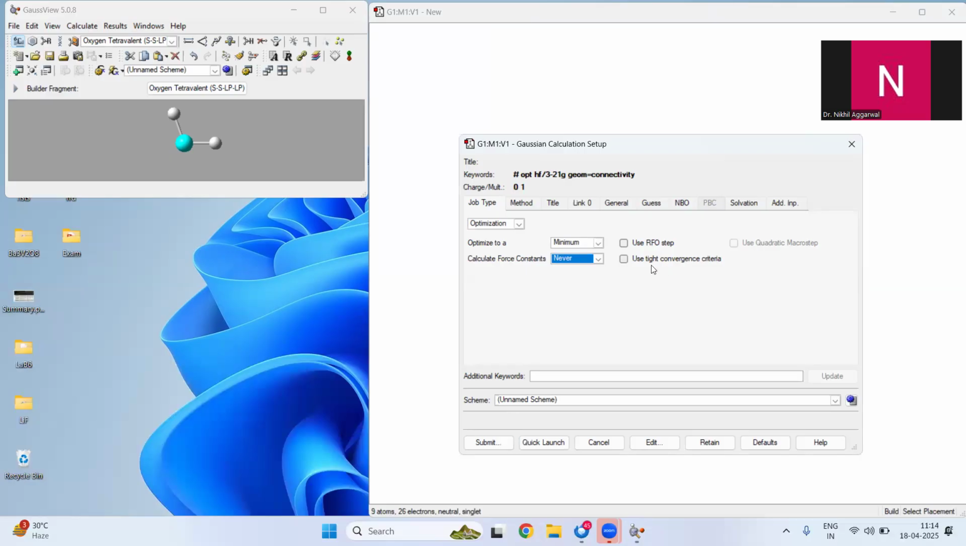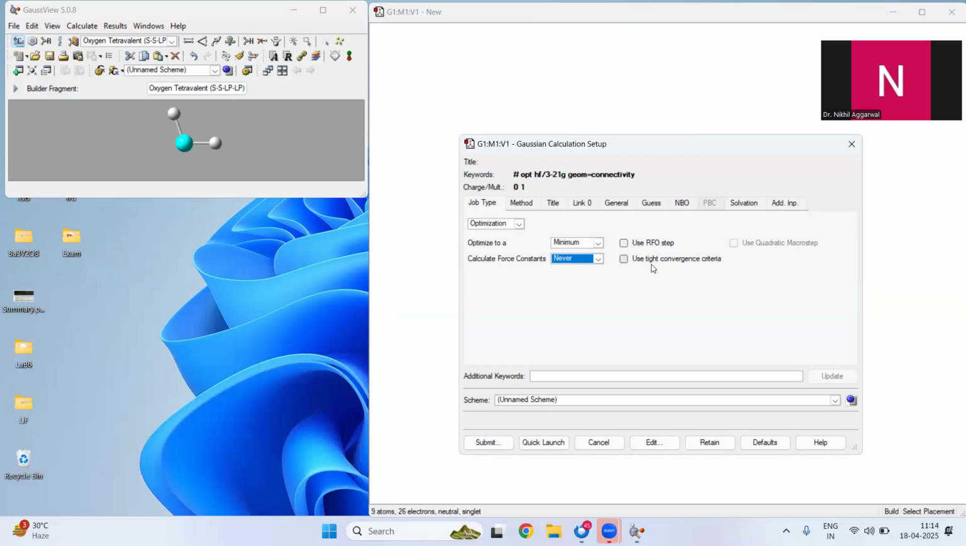Now, what is the meaning of tight convergence? By default, as I said, the software will stop the calculation the moment it reaches 10 raised to the power minus 5 energy difference. What is this tight convergence criteria? When we define tight convergence criteria, the criteria changes to 10 raised to the power minus 6.